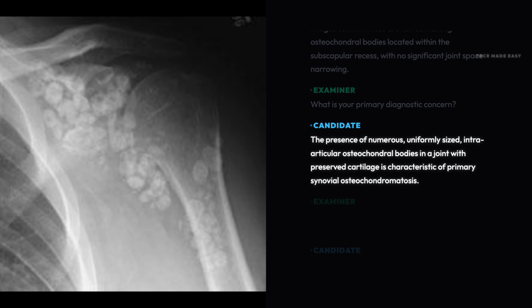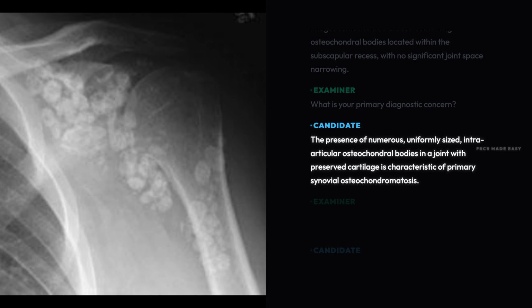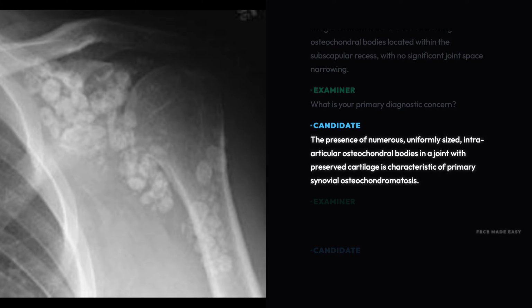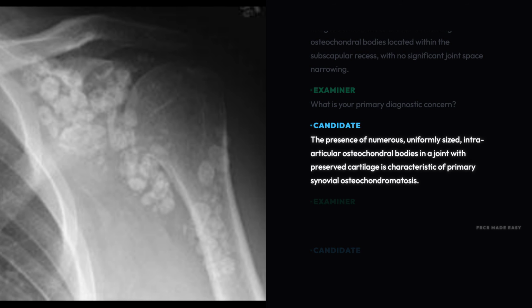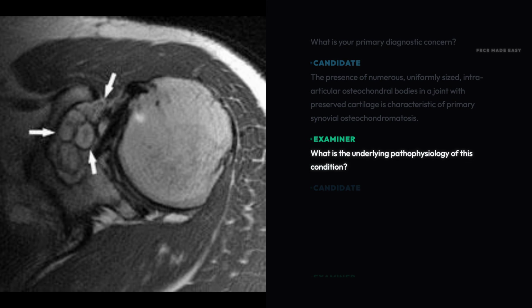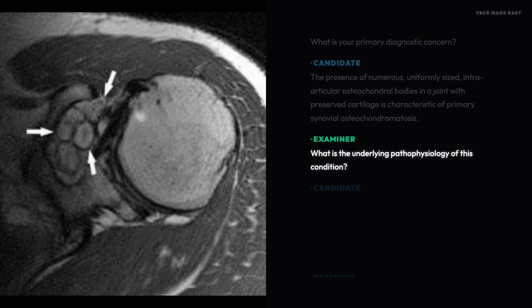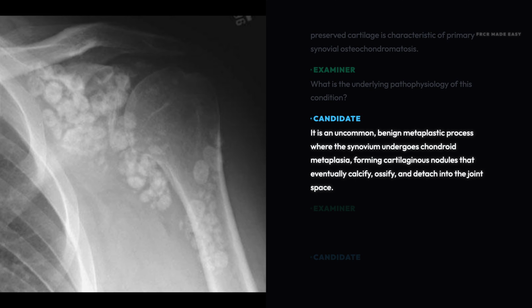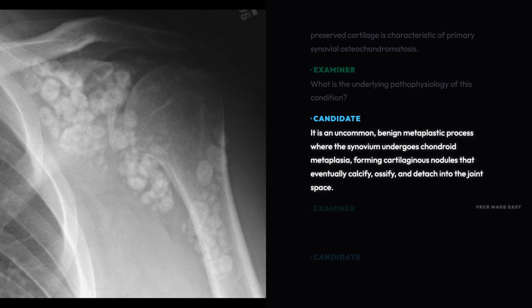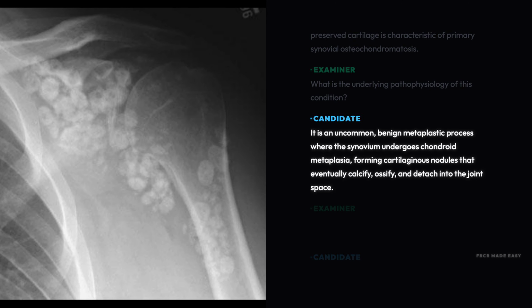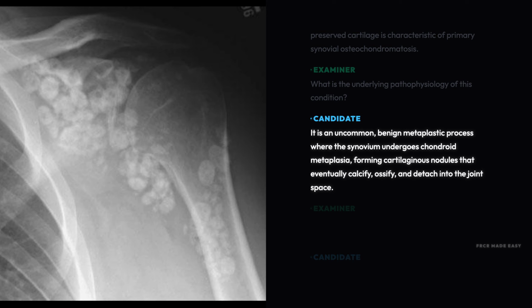The presence of numerous, uniformly sized, intra-articular osteochondral bodies in a joint with preserved cartilage is characteristic of primary synovial osteochondromatosis. What is the underlying pathophysiology of this condition? It is an uncommon, benign metaplastic process where the synovium undergoes chondroid metaplasia, forming cartilaginous nodules that eventually calcify, ossify, and detach into the joint space.